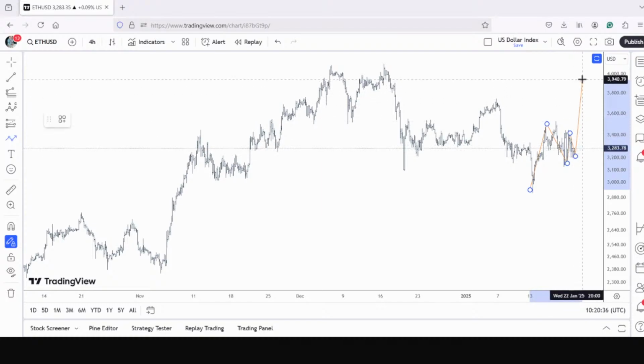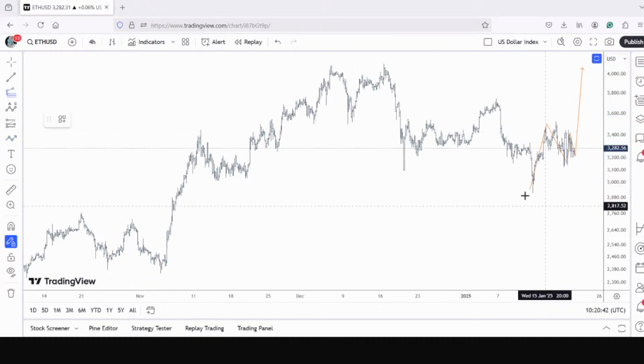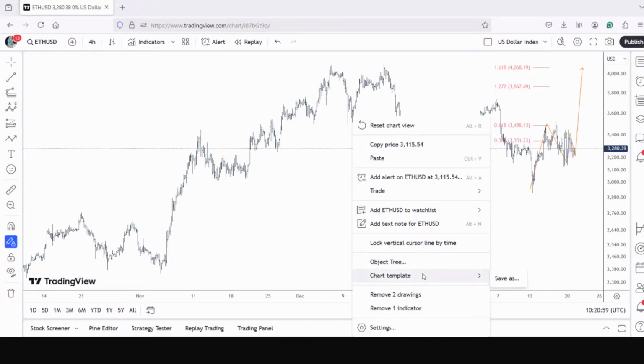And that could be the third wave higher up, targeting the 4,500 mark. There you are. That is wave three actually, and one more high above that would take us to 43,000. All right, that is the story for Ethereum.